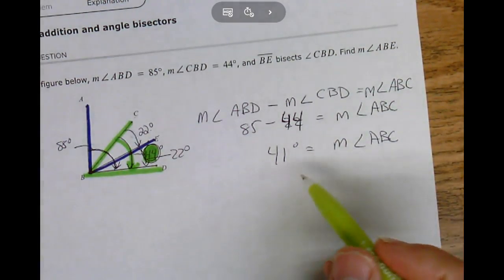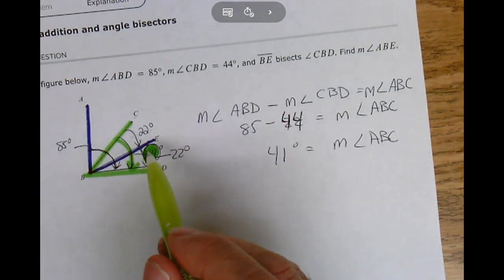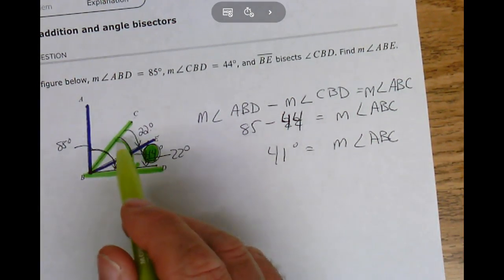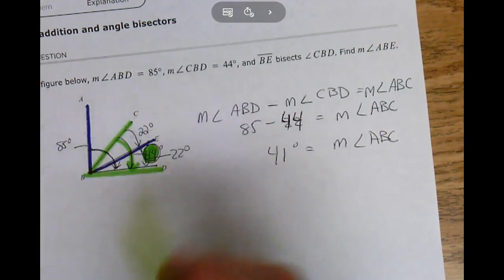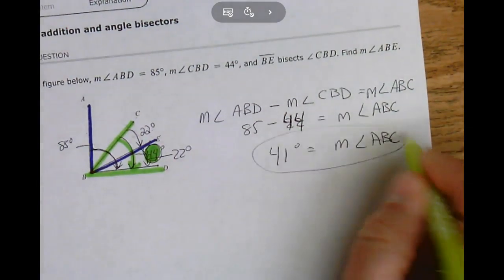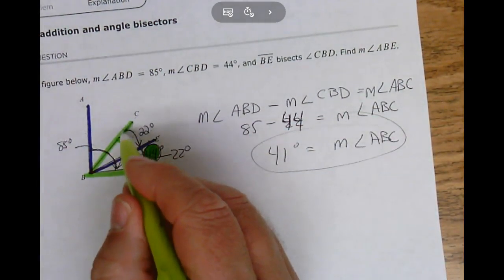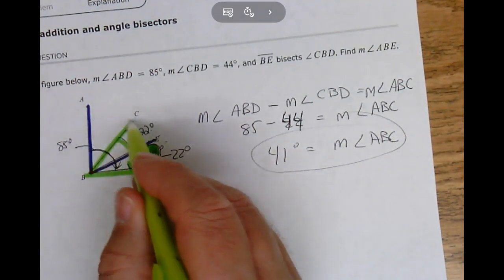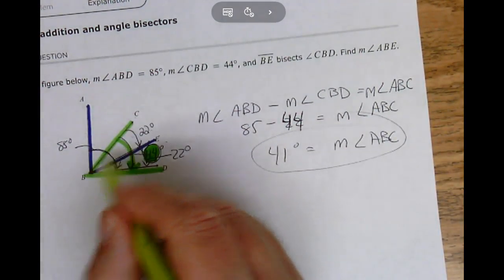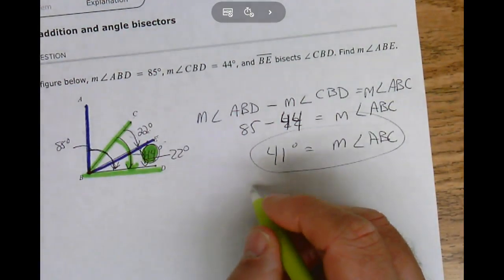We want to double check it, right? So if we have 41 plus 44, that gives us 85, because we got this one and that one, that's right. So then we know that one, and if we want to figure out this last little piece here, because we know what this one is, it's 41, we just add 22.